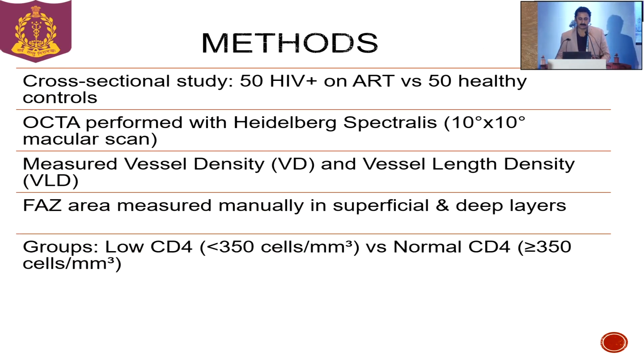Methods: it's a cross-sectional study where 50 HIV positive patients on ART were compared with 50 healthy age and sex matched controls. OCTA was performed with the Heidelberg Spectralis machine, and through software we measured the vessel density and vessel linear density, and FAZ area was measured manually in superficial and deep layers. The HIV group was subdivided into low CD4, which is less than 350 cells per cubic millimeter, and normal CD4, more than 350 cells.